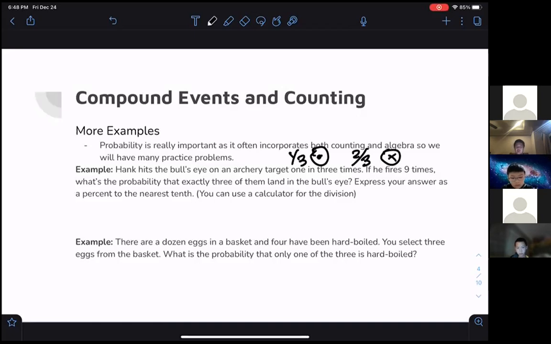And you can get your calculators out to do this problem, since you'll have to divide by some large powers, and that's all right. For the second one, there are a dozen eggs in a basket and 4 have been hard boiled. You select 3 from the basket, and what's the probability that only 1 is hard boiled? I would recommend doing the first one before the second one. It's a bit easier. And when you submit the answer, do specify which problem you are submitting for.